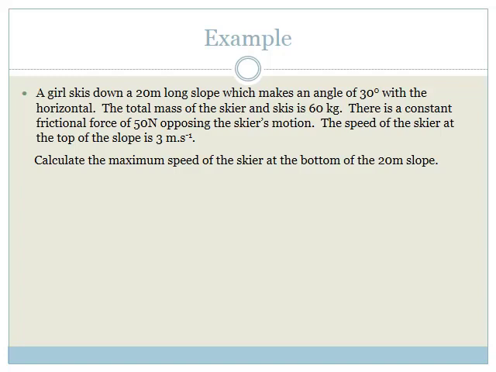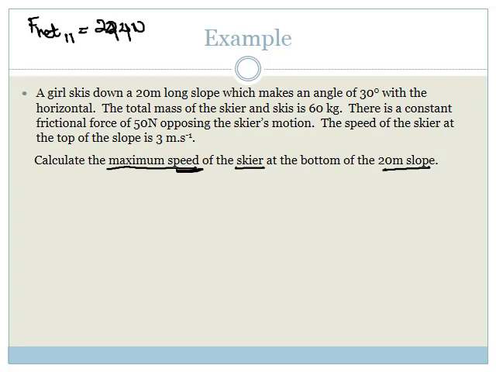So now let's use what we calculated in the previous part of this question to find the next part, which is to calculate the maximum speed of the skier at the bottom of the 20-meter slope. So what did we work out? We worked out the F net parallel to the surface is 244 newtons. So they now want the maximum speed.